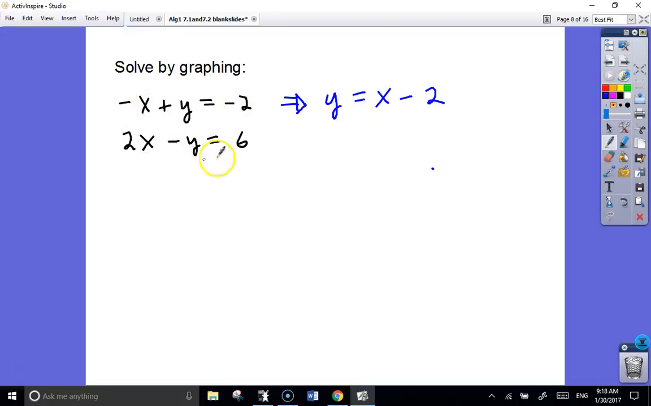What would be the first step of solving for y here? Subtract 2x, subtract 2x, right? Now I've got negative y equals negative 2x plus 6. Is that solved for y? What do I have to do to finish that off? Multiply or divide by negative 1, which will flip the signs of every term. So now it becomes y equals 2x minus 6, right? So that's what we have to graph.